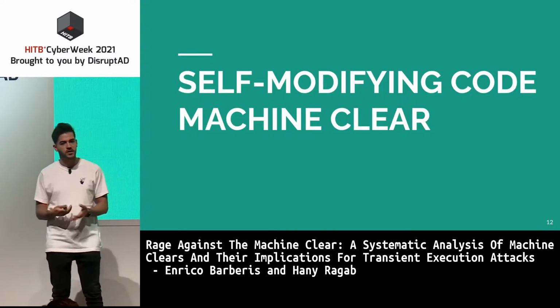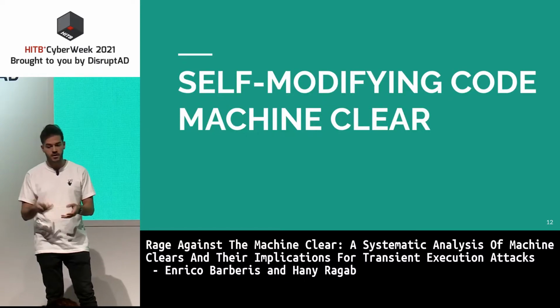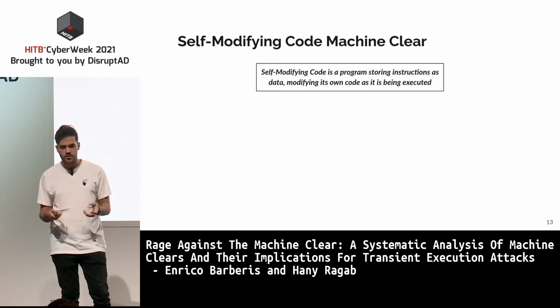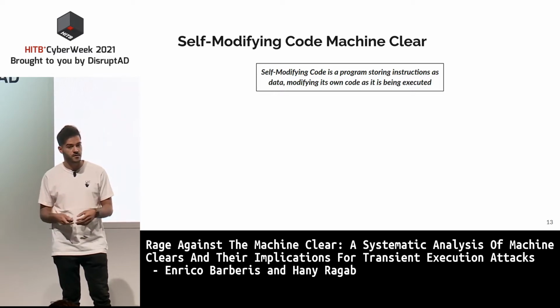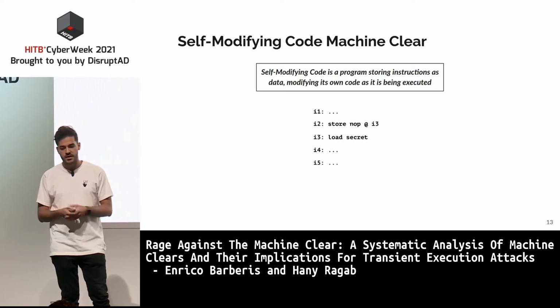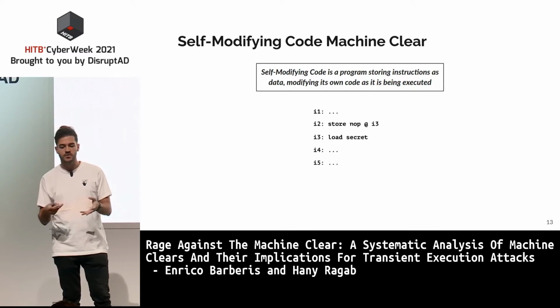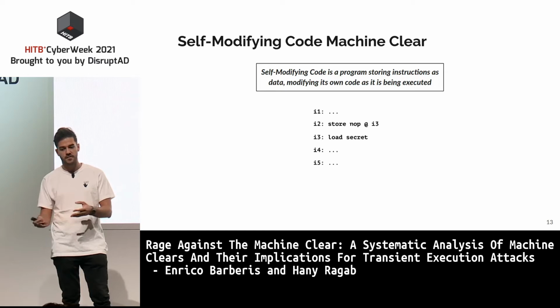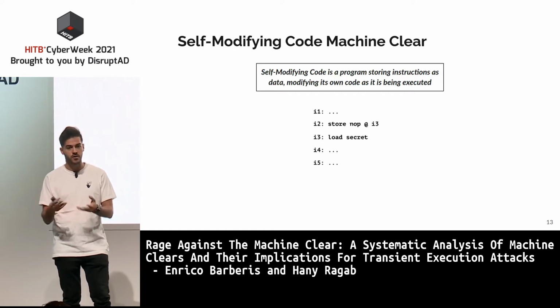So the first type of machine clear that we are going to look at is self-modifying code machine clear. A self-modifying code is a program storing instructions as data, modifying its own code while it's being executed. Let's take a look at this example, this snippet of code where we have two instructions. The first instruction is modifying the following instruction, changing it from a load secret to a no operation.